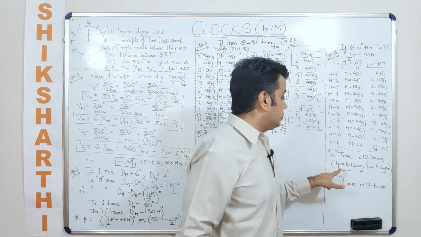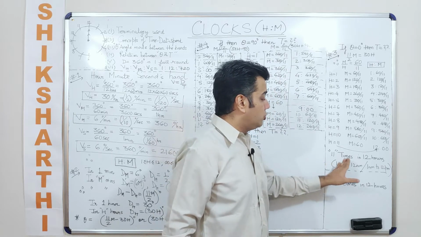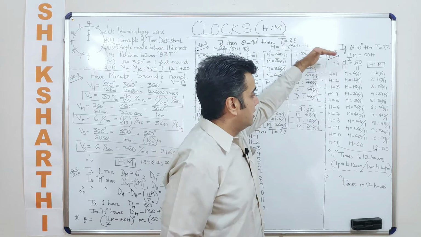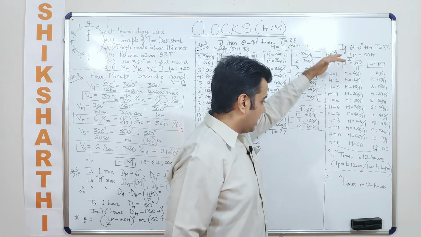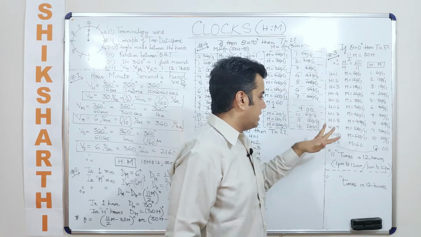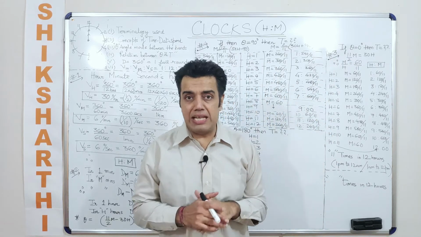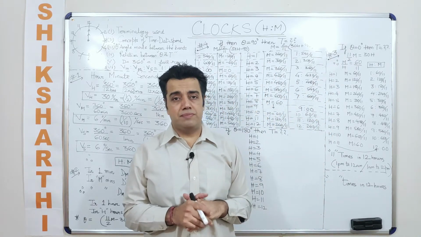So what is the time duration here? Can I say from 1 to 12 or 12 to 1? So let's say from a 12, either I can say from a 1 to 12 or I can say from a 12 to 1. How many times do they meet? They meet 11 times in 12 hours.